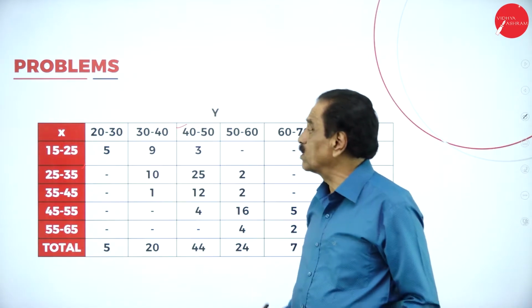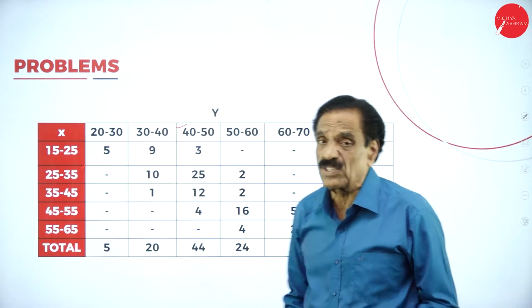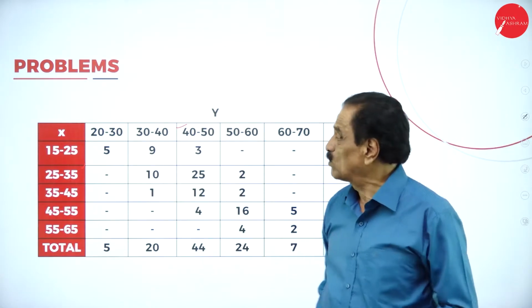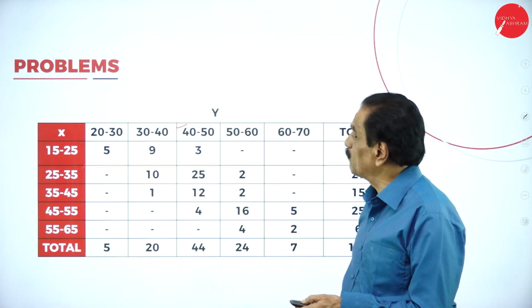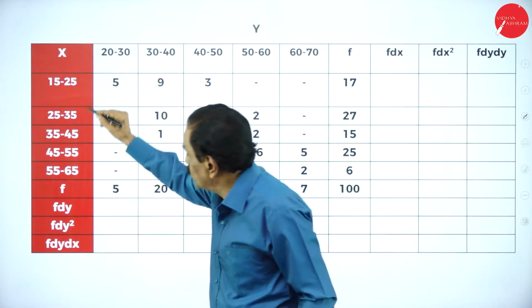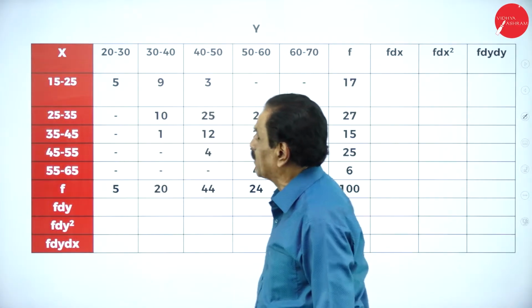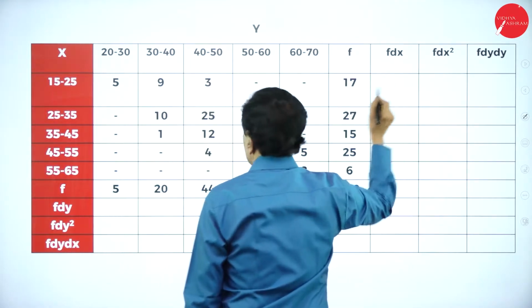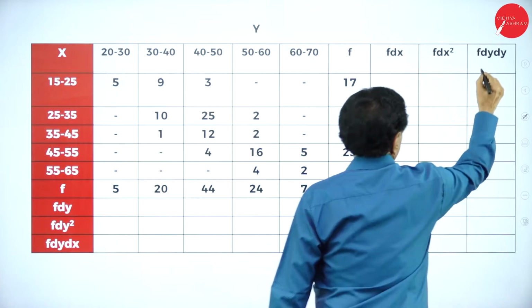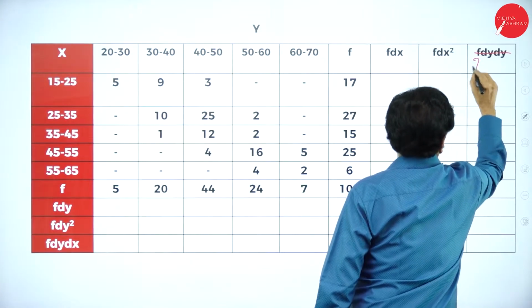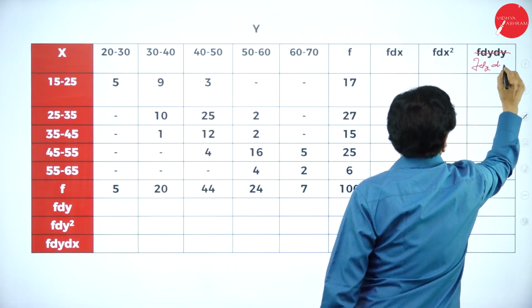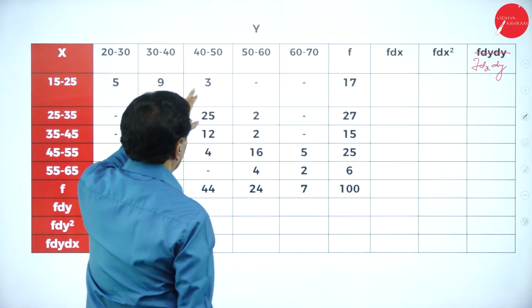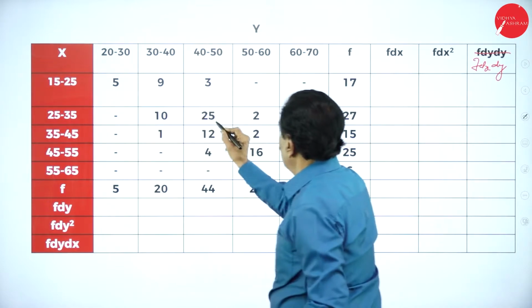We'll slowly solve the problem because it is a table correlation. It is a must-do problem. So we'll go to the problem now. 15 to 25, 25 to 35, 45 to 55. This goes to x, this goes to y. This can be written as f dx dy. If we add the frequencies: 5, 9, 3, 17, 10, 25.